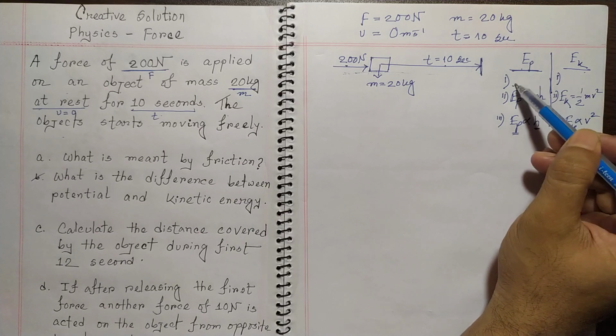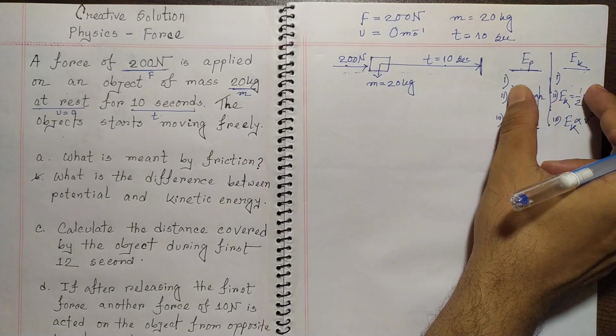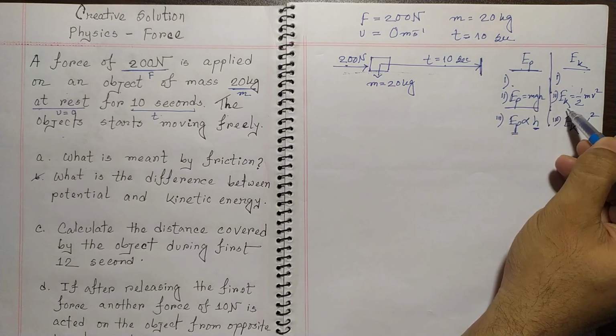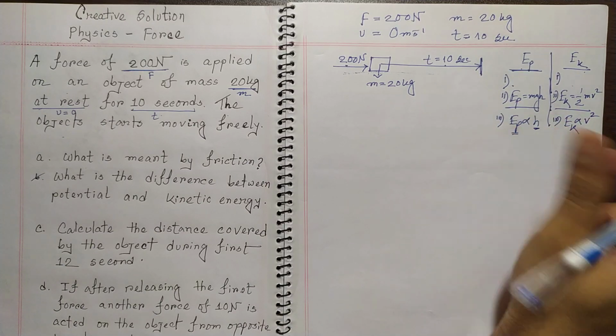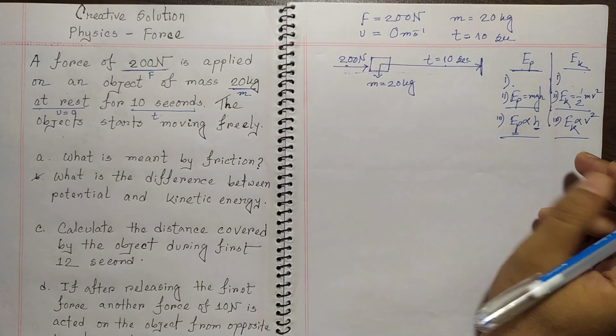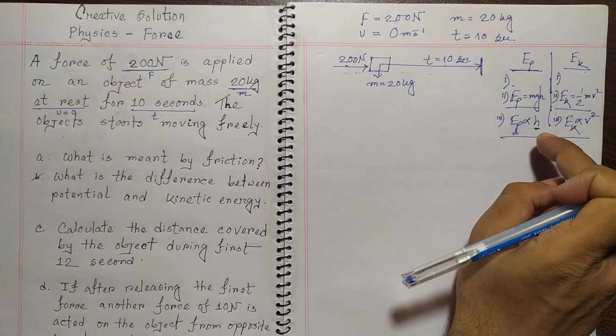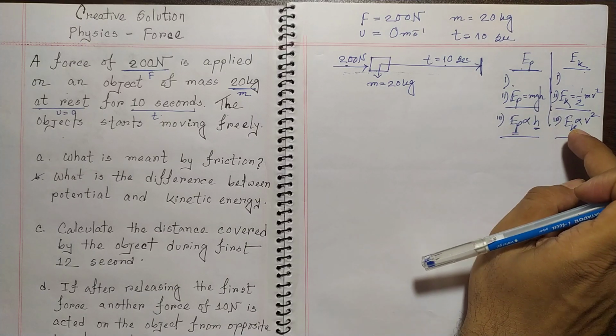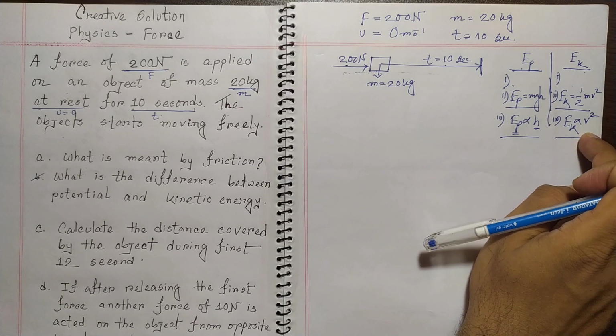So simply we can have three differences between the potential energy and the kinetic energy. The first is the definition, which I have already said. Secondly, the equation, and thirdly, the relations: the potential energy with the height of the object, and the kinetic energy with the velocity of the object.